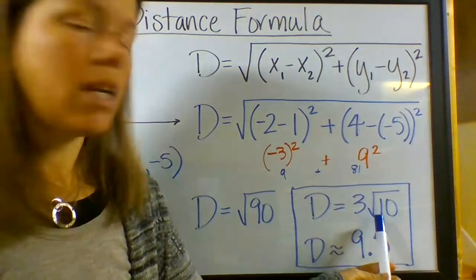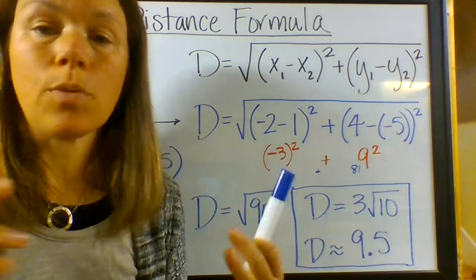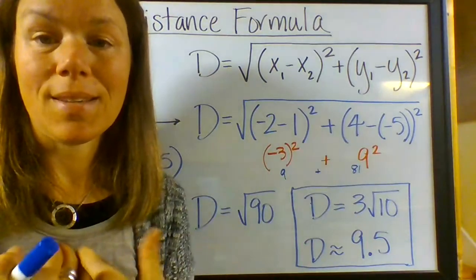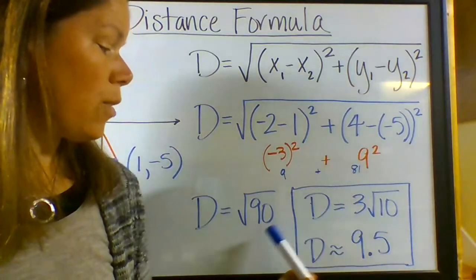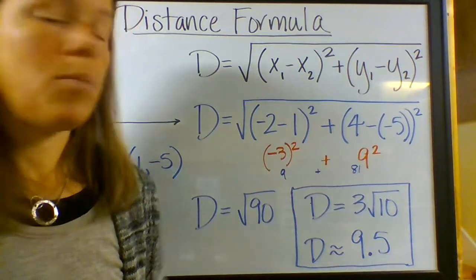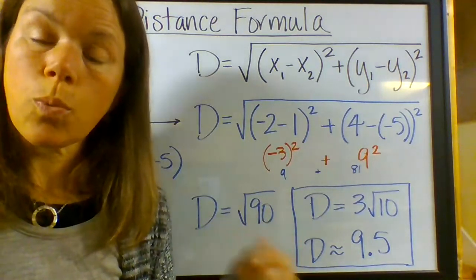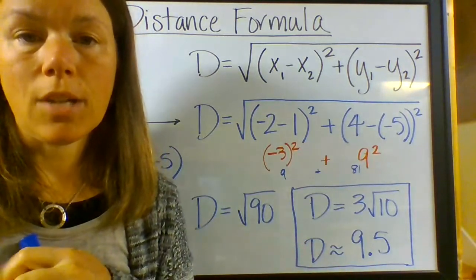And I also, I'm actually interested in how far these two are apart. And 3 root 10 tells me nothing. It might tell you something more than it tells me, but it really tells me nothing. So I put it in my calculator, square root of 90. D is approximately 9.5. So if this was inches and I needed to find the distance between 2 points on something, then this is the way that I could do it, okay?